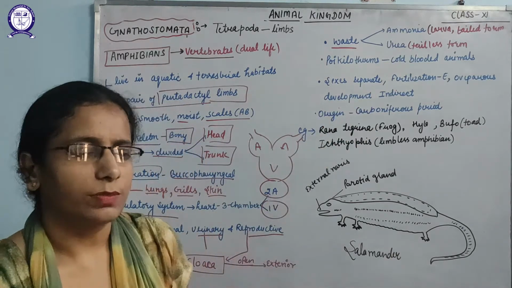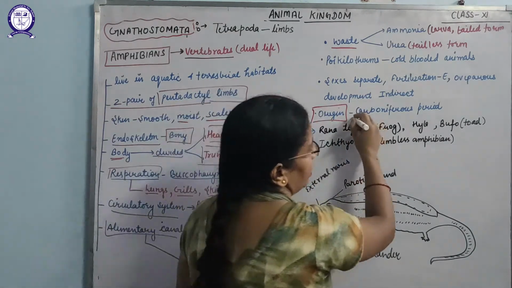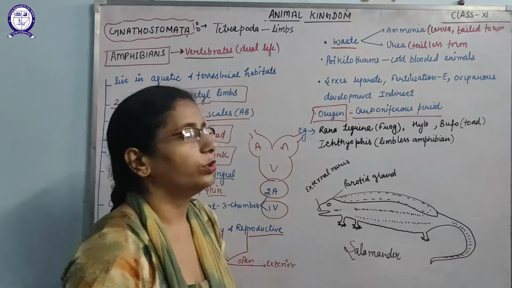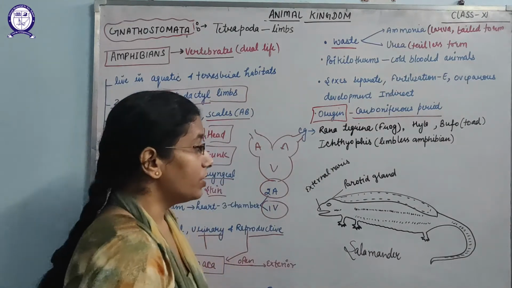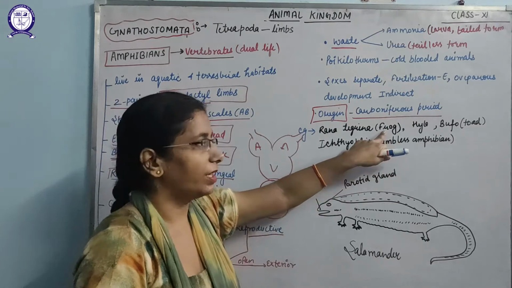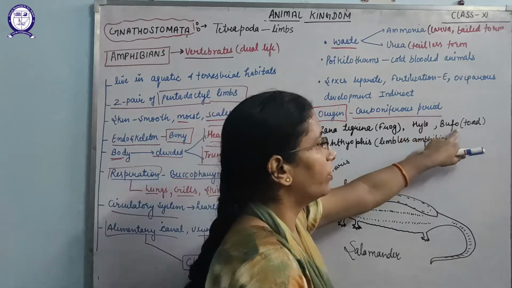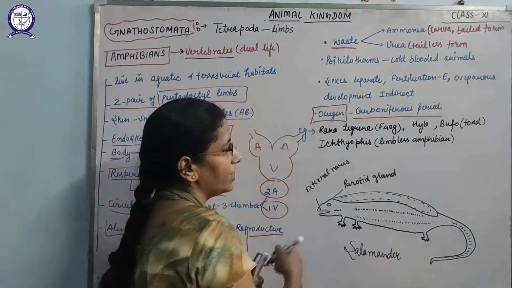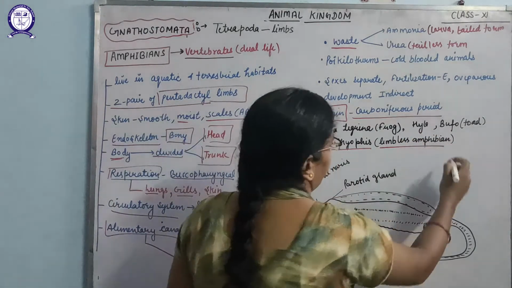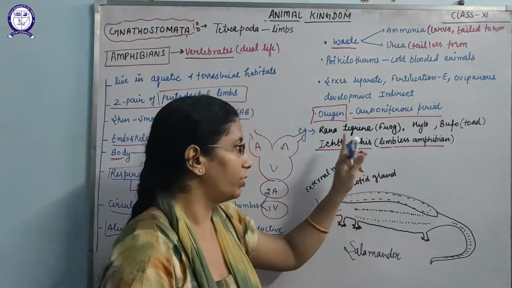If we discuss the origin, or we can say evolution, these arose in the Carboniferous period. Many examples are here, like Rana tigrina, that is the scientific name of frog, Hyla, the scientific name of tree frog, Bufo, that is also known as a toad, and Ichthyophis, that is known as the limbless amphibian. Limbless amphibian is only one.